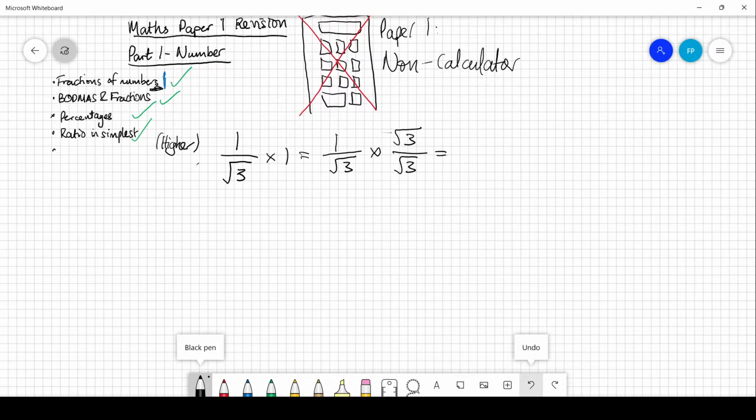So when we do arithmetic with fractions, the top numbers simply get multiplied and the bottom numbers get multiplied. So in the end we get the square root of 3 divided by 3. This is called rationalizing the denominator.